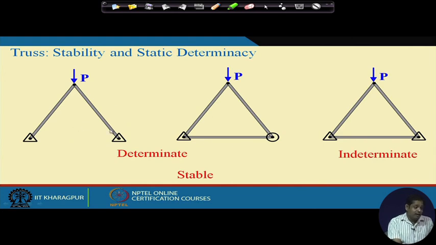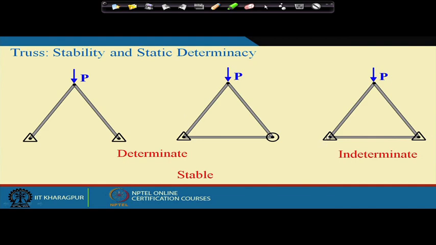Just now we discussed that every joint will give us two equations, and the total number of equations will be 2 into number of joints. Here the number of joints is 3, so the total number of equations is 6. In this case also the number of joints is 3, total number of equations is 6. So in both these configurations, the number of unknowns is 6 and the number of equations available is 6. So these two configurations are determinate configurations.